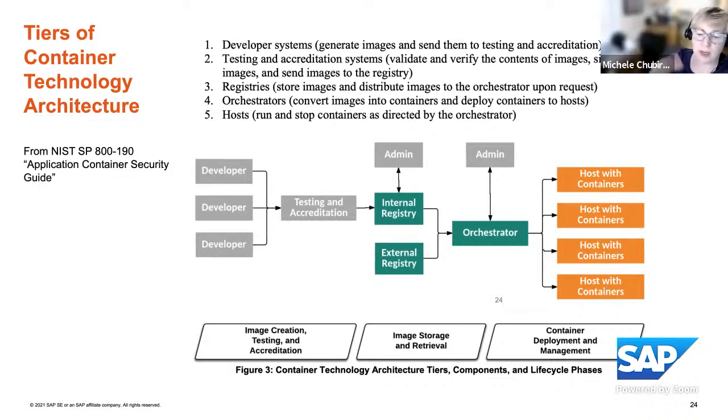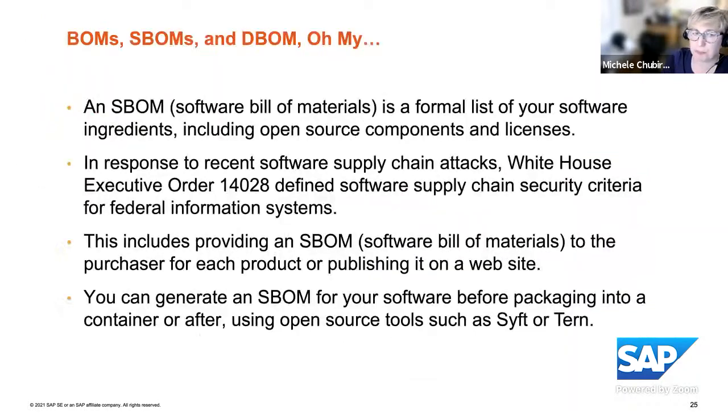This is very high level and abstract, but it's great if you're a security and compliance person or you're in a leadership role. It kind of pulls up a little bit and goes into detail about the phases of the container supply chain and the demarc points in the container technology architecture that are important for you to understand. They break it down into the 3 high-level phases, which are image creation, testing and accreditation, image storage and retrieval, and then container deployment and management. Slightly different from what I've done, but still really, really helpful.